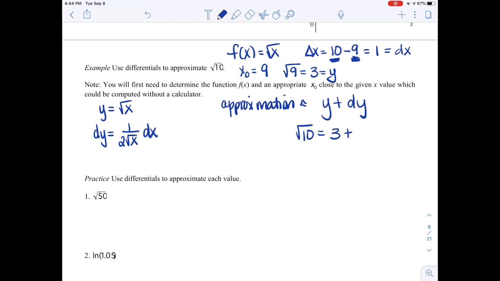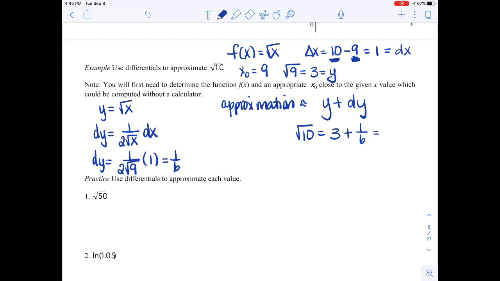That's where dy comes into play. So back on the left-hand side, dy comes from doing 1 over 2 square root of x. X is 9 because, again, that's the perfect square I chose. You don't want to put 10 in there because then you're stuck again, what do I do if I don't have a calculator? dx happens to come out to be 1, so I end up with 1/6 as my value. So my dy is 1/6.